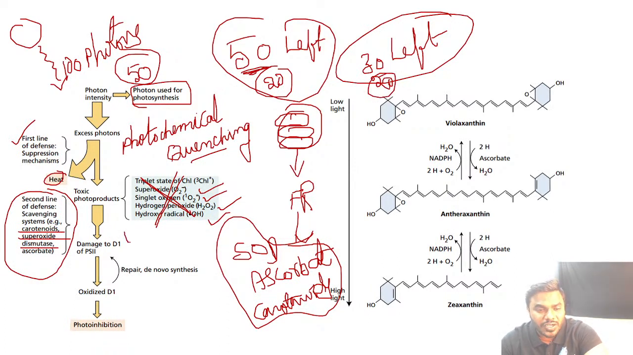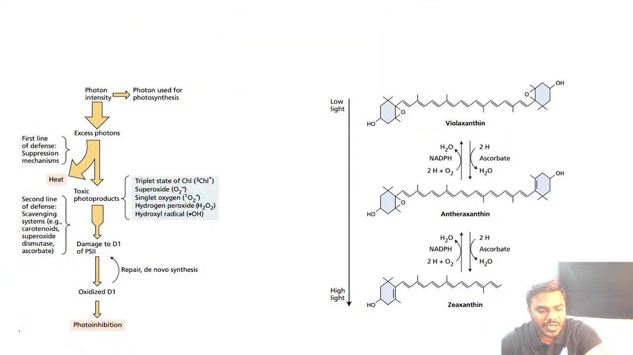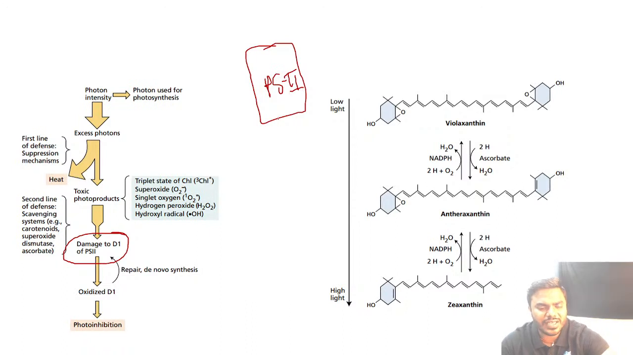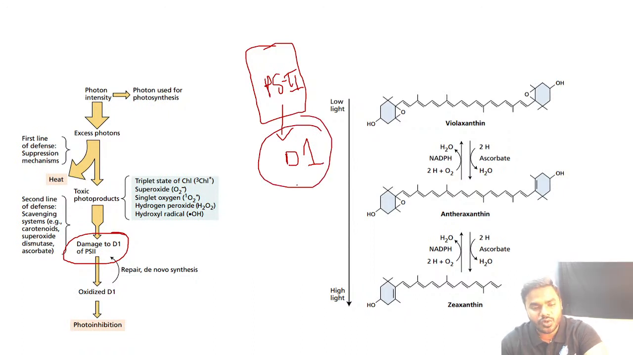Then still 10 photons are left, right? Every student has to remember what these 10 photons will do finally. They will go and damage a protein present on the PS2. What is the name of that particular protein present on the PS2? We call it D1 protein. All of you have to remember, what is the function of D1 present in the PS2? You all know, right?